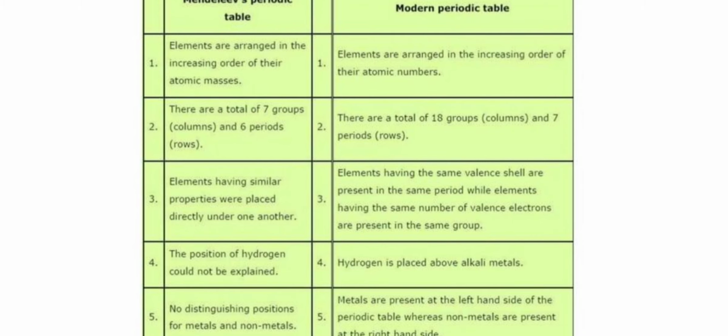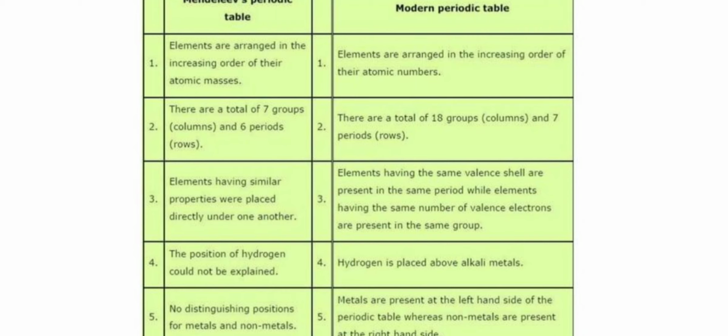Yes, Mendeleev's periodic table and the modern periodic table, see the differences, you will easily understand. This is the last slide. In Mendeleev's, the elements are arranged in increasing order of their atomic masses. Here, atomic masses; there, atomic numbers. In Mendeleev's, there are 7 groups and 6 periods. Here there will be a total of 18 groups and 7 periods. See, the difference should be remembered. Please remember there are 18 groups and 7 periods.